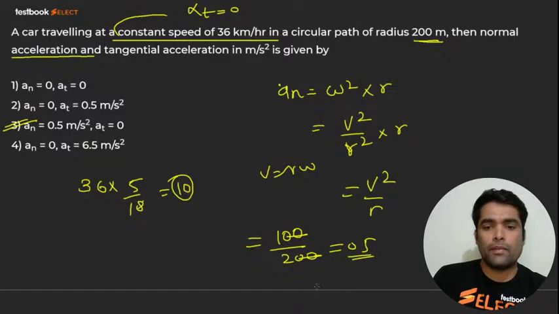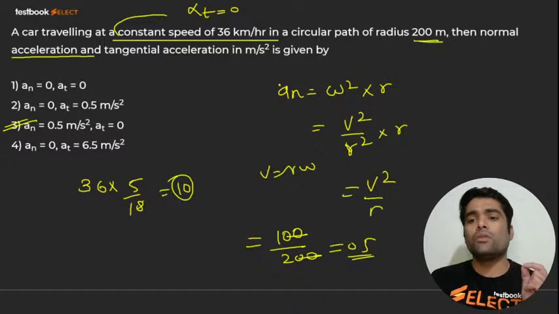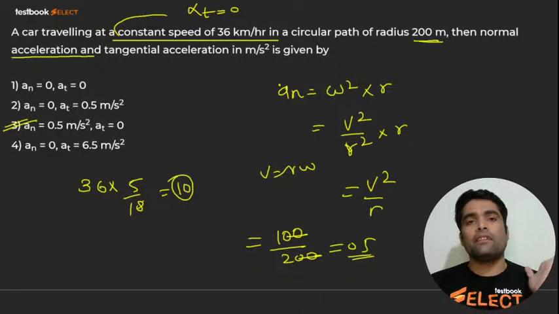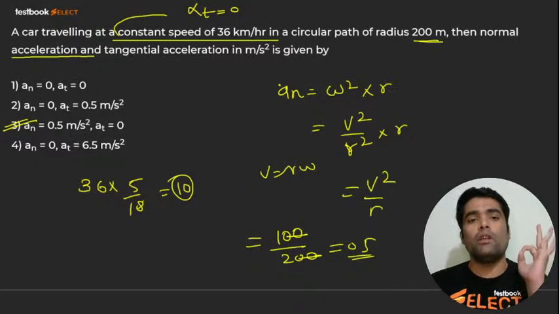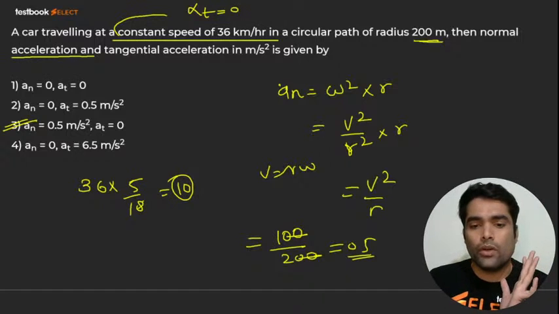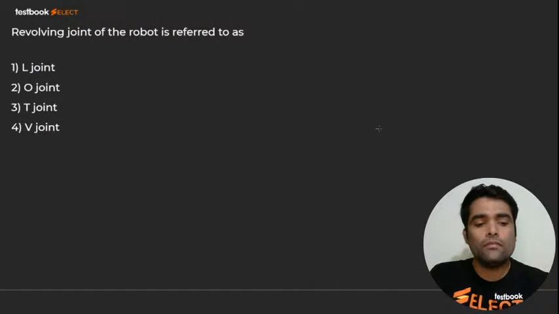Tangential will be 0. Number 3. Whenever you see that it is a constant speed, that means the angular acceleration will be 0, and due to which the tangential acceleration will be 0. Okay, here I go for next.